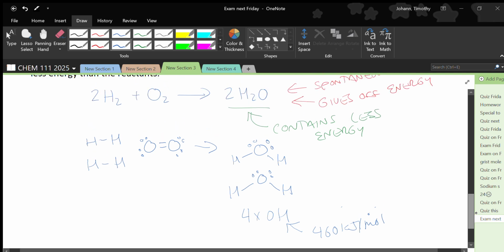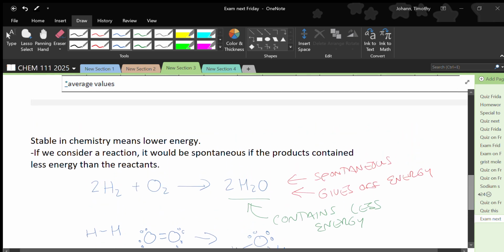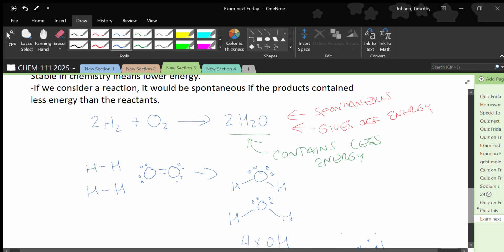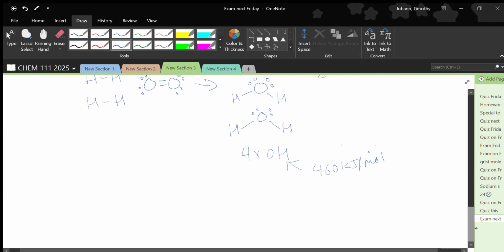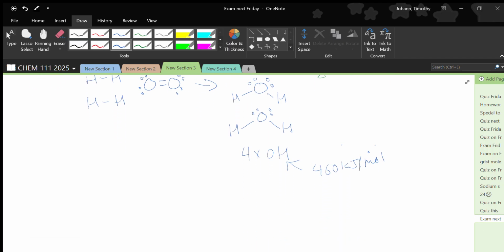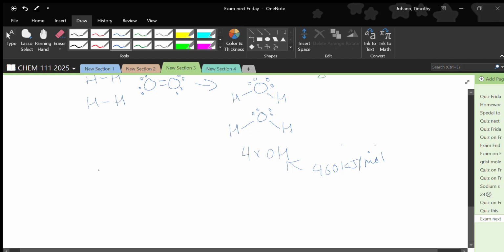So you guys have probably written this down in your notes, right? What I want you to do is, so we do products minus reactants equals energy produced or absorbed.